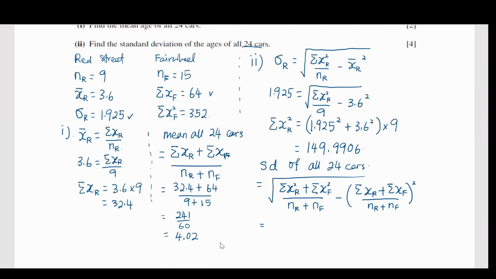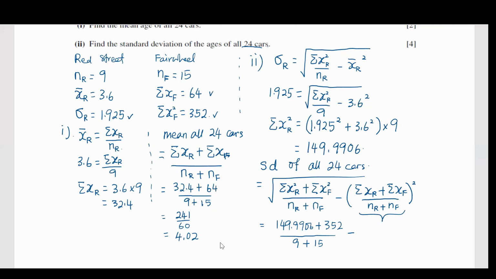So do we have the sigma x squared for Rake Street? We have found it, 149.9906. Do we have the sigma x squared for the Fairview? It is given by the question, 352. And the total of them, of course, is 24, which is 9 used cars from Rake Street and 15 used cars from the Fairview. And as I mentioned, this is the mean.